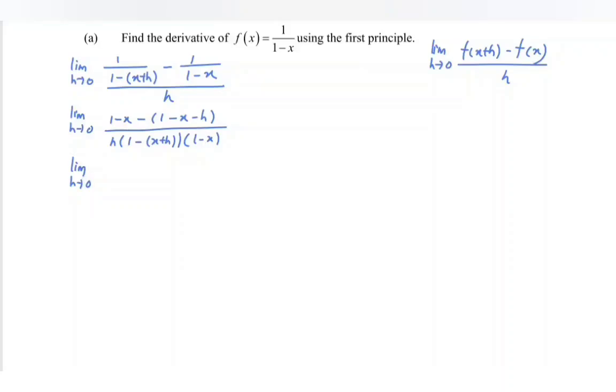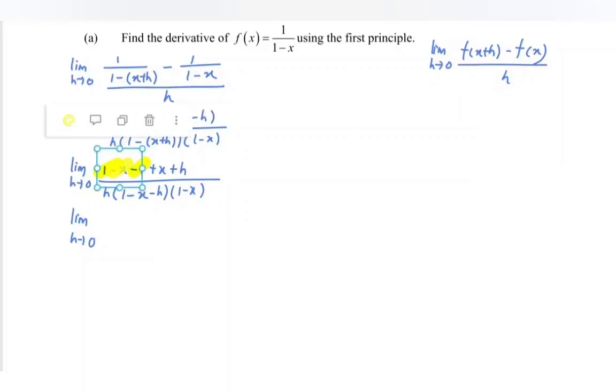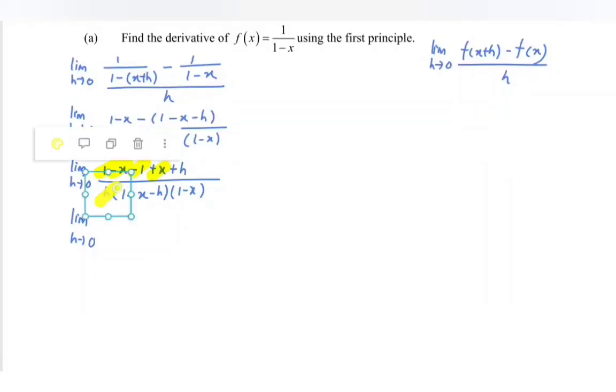So notice that in here we have 1 minus x minus 1 plus x plus h, over h bracket 1 minus x minus h, 1 minus x. So limit when h approaching 0, we can see that 1 minus 1 is 0, negative x plus x is 0, so we have the h. And notice that in here we also have the h, so we can straightforward simplify.